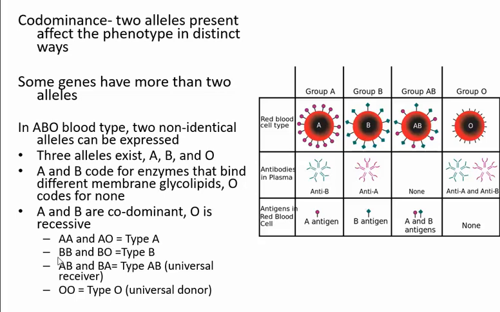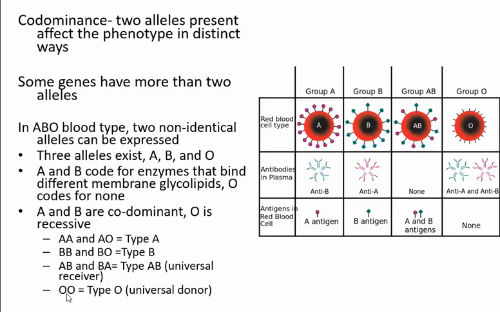If you have type B blood, your genotype is either big B, or big B and O. So again, the O is recessive to A and B. If you have type AB blood, then that means you have one A and one B allele. You're what's known as the universal receiver. So your immune system is used to seeing red blood cells with both the A and B glycolipids on the outside. So you can get blood from anyone, and your immune system shouldn't destroy the cells.